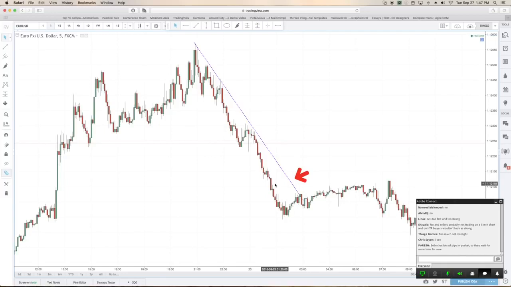Sellers have lots of pips in their pocket, so they wait for some time for sure. You've got to think, and they're aggressive too. They're not looking to get rid of this position anytime soon. They have to be in a loss a little bit, and then they're going to be like, oh my god, let me hold it for a little bit longer. Then they quit. They don't quit at the first sign of a loss. Yeah, the sellers are still dominating.